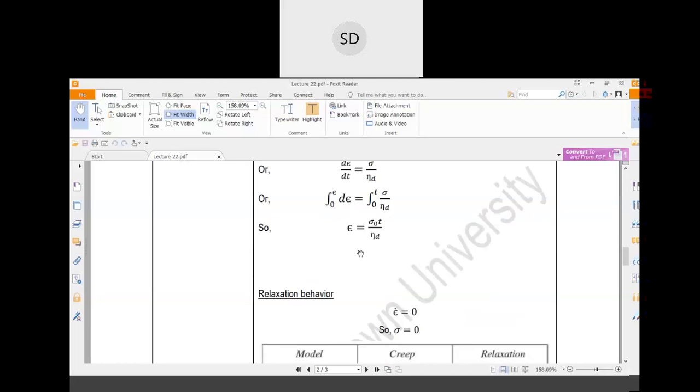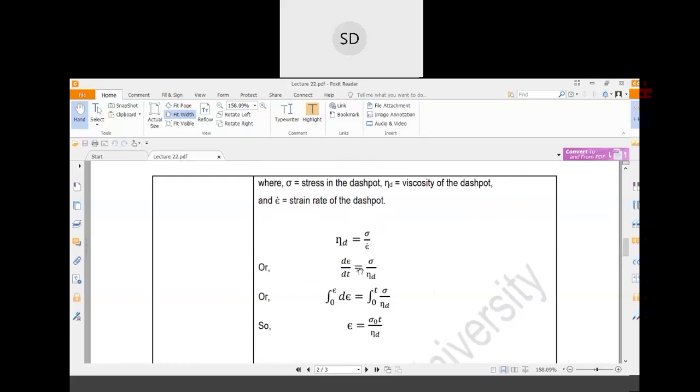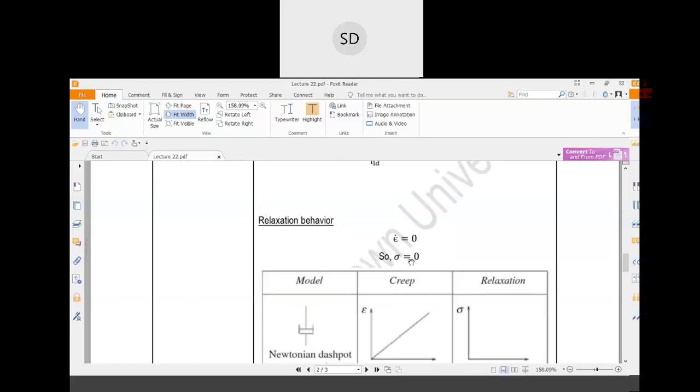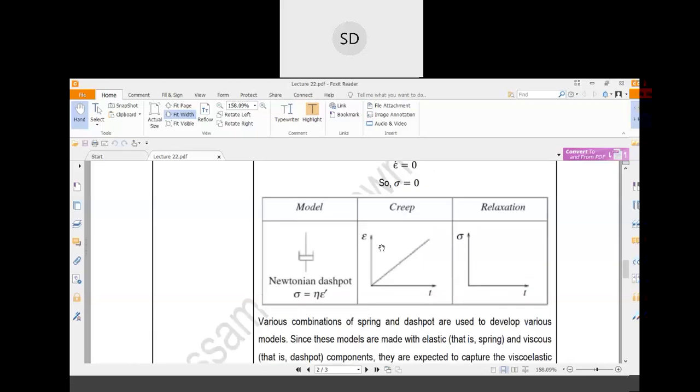But for the relaxation behavior, what happens? As your strain is constant, what would be the rate of strain? Rate of strain would be 0. If your rate of strain is 0, from this equation you can find out that your sigma would also be 0. So basically that represents this relationship in the creep and relaxation case.